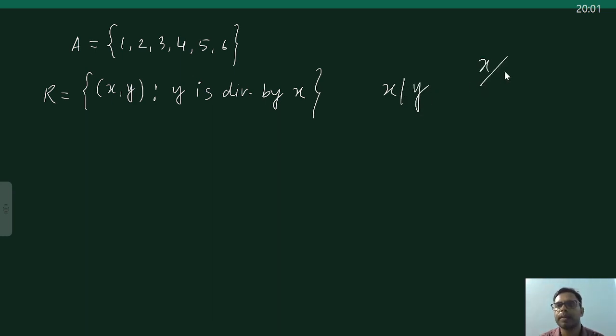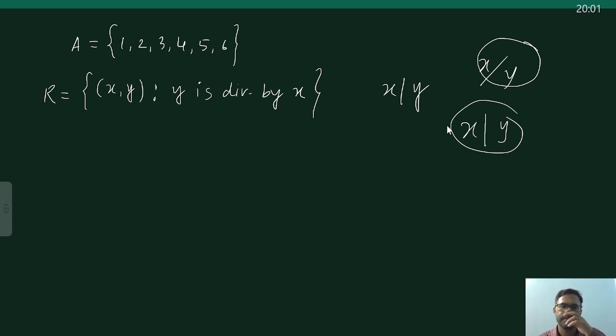It can be written with a diagonal, which means x divided by y. You should write x, a vertical line, y. This means x is a factor of y, meaning y is divisible by x. Okay, we can write it in short form like this. So let me prove this.